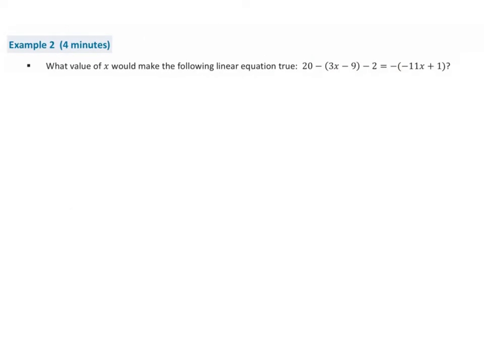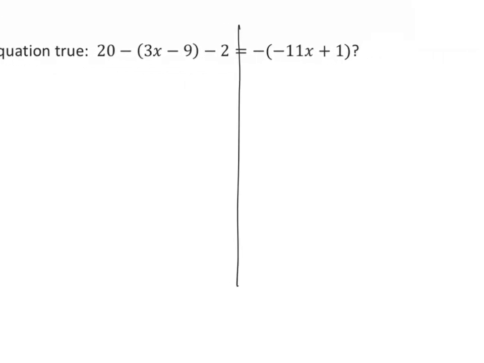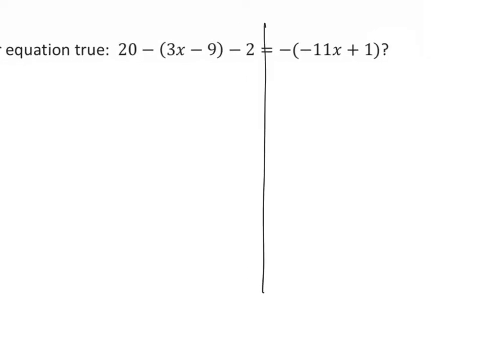Example 2 says, what value of x would make the following linear equation true? I'm just going to start out like I usually do, draw a line through my sign, and move over here. And I'm looking to see if I have anything I can distribute. I do have parentheses, but as you can see, there's no number on the outside of them. Now, it might seem like there's no number on the outside of them, but invisible numbers are always around us. So this is actually a -1, and this is actually a -1.